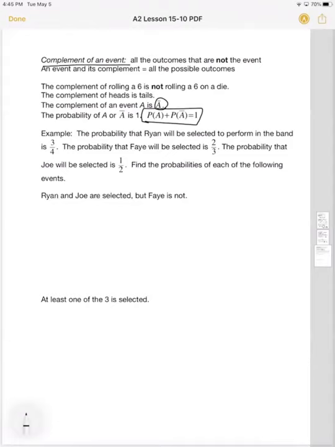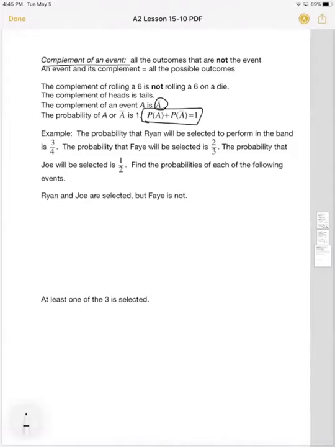Let's look at this example. The probability that Ryan will be selected to perform in the band is 3/4. The probability that Faye will be selected is 2/3. And the probability that Joe will be selected is 1/2. Joe is maybe not quite as musically inclined. He has the lowest chance of getting to play in the band during the tryouts. Find the probabilities of each of the following events.